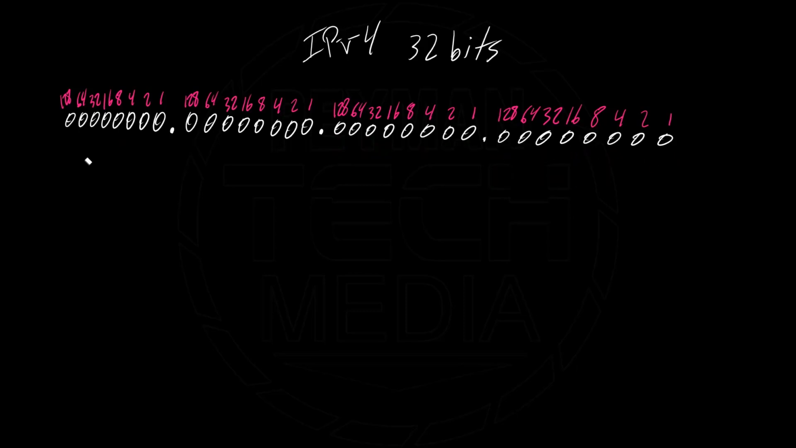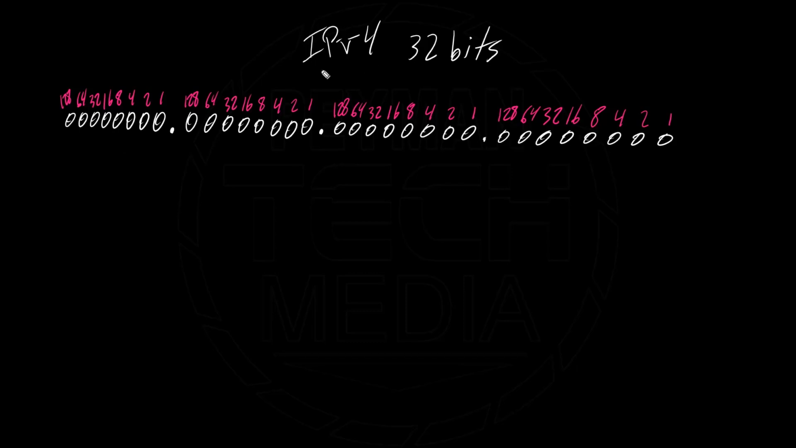So again, in IPv4 we have 32 bits, and here we can see all the 32 bits. Every 8 bits is separated by dots, so they are also known as octets. This is the first octet, the second octet, the third octet, and the fourth octet. And this is the binary representation of IPv4.